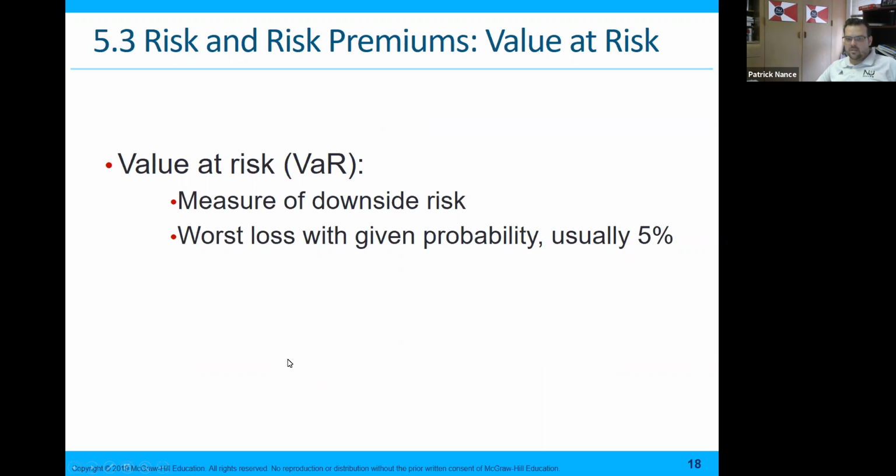Value at risk measures the downside risk, the worst loss with a given probability, which is usually about 5%.